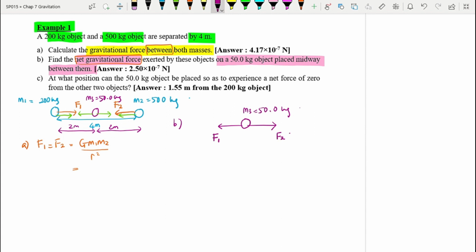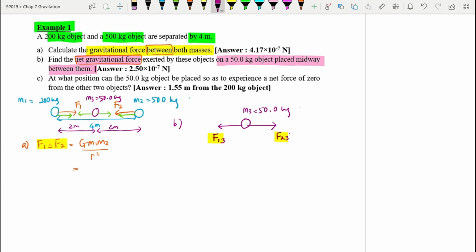Okay, so dekat sini dia dah tak sama tau nilai dengan yang pertama tadi. Okay, so agak confusing sikit kalau guna simbol yang sama. Okay, so kalau nak label 1, 3 pun okay jugalah. Okay, F daripada 1 kepada 3, F daripada 2 kepada 3. Okay, so bolehlah F13, F23. So nak bezakan sikit dengan soalan A tadi.